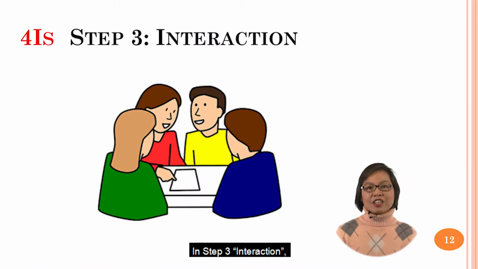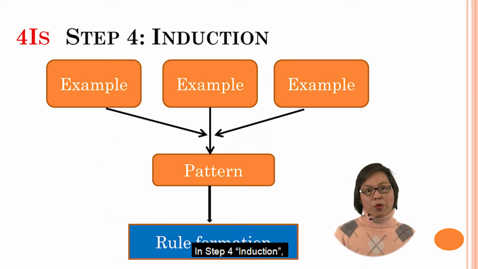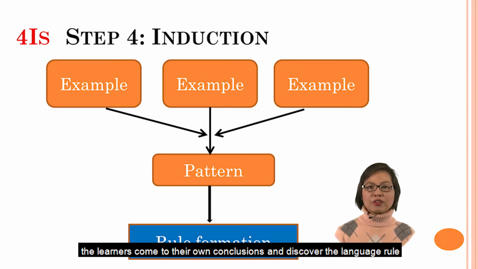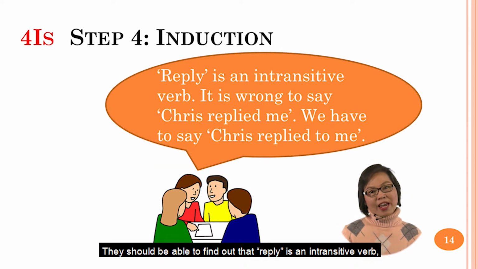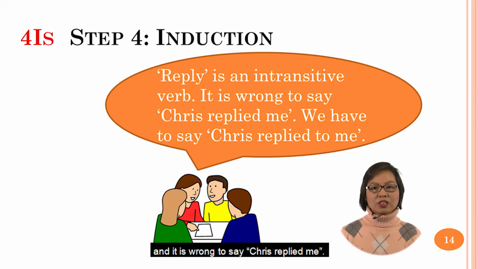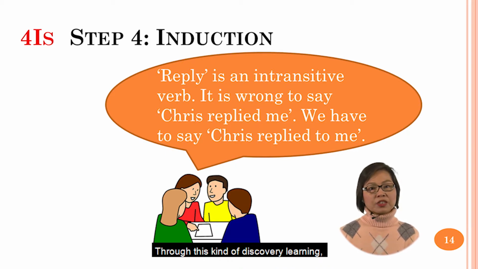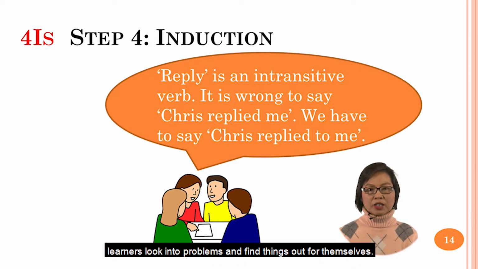In step 3, interaction, the students discuss with other learners to find out the language features. In step 4, induction, the learners come to their own conclusions and discover the language rule based on the language data. They should be able to find out that reply is an intransitive verb, and it is wrong to say Chris replied me. We should say Chris replied to me instead. Through this kind of discovery learning, learners look into problems and find things out for themselves.